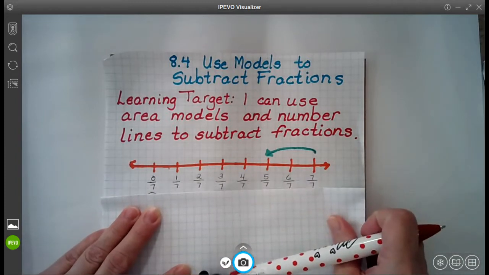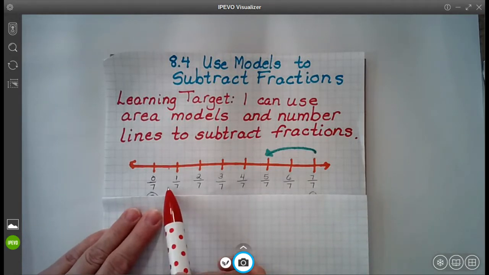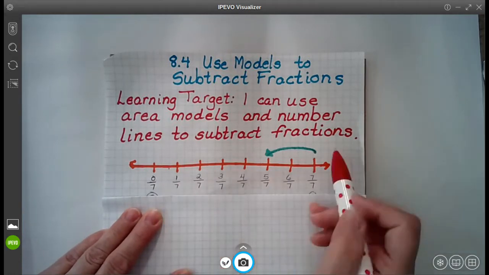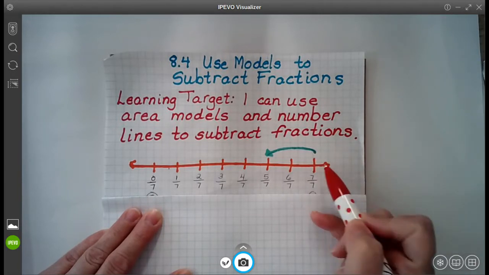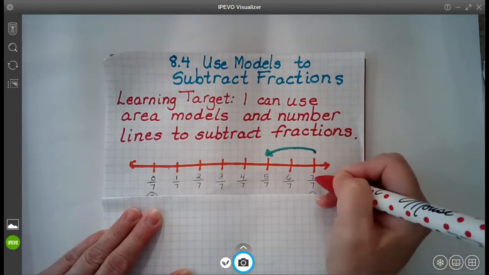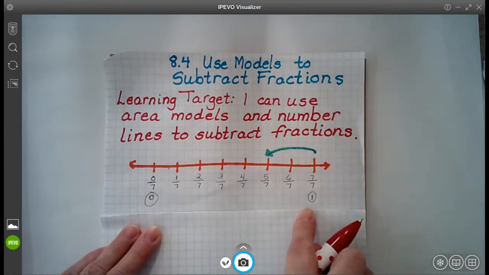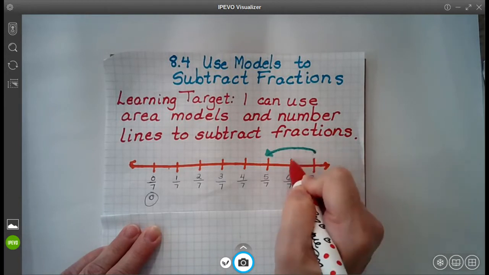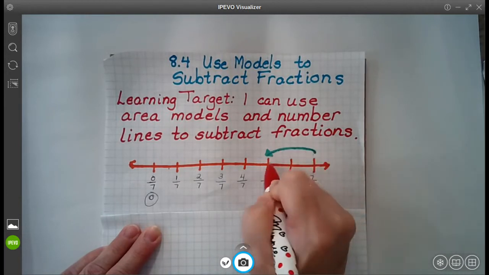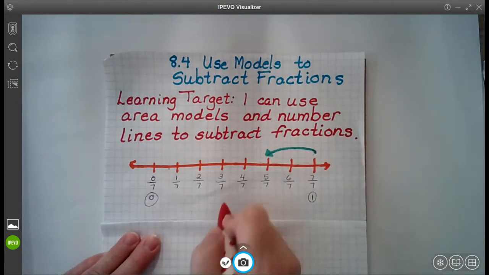But actually, these are fractions, not whole numbers. But it is similar when you subtract fractions as you do with whole numbers. So instead of the 7, this is actually 7 sevenths, which is the same as 1. 7 sevenths. And then you go back 1 seventh, 2 sevenths, and that equals 5 sevenths. So let's go ahead and write that equation down.